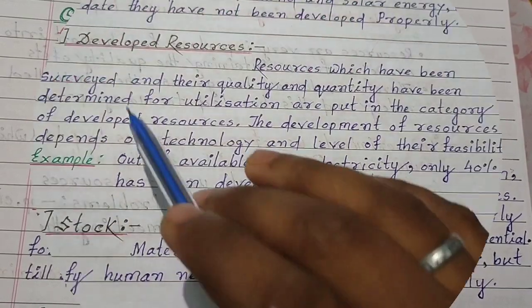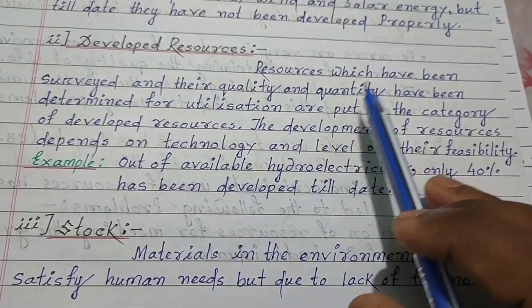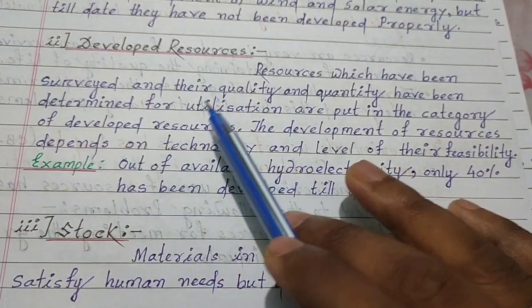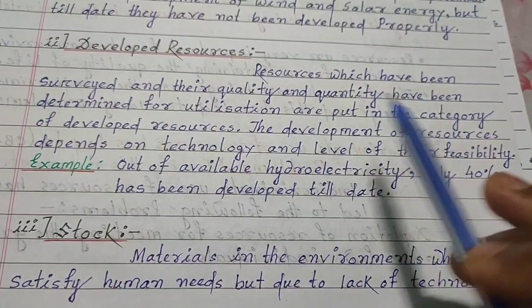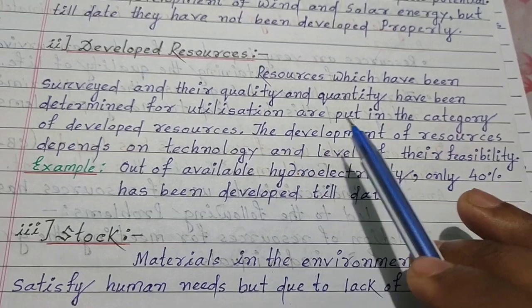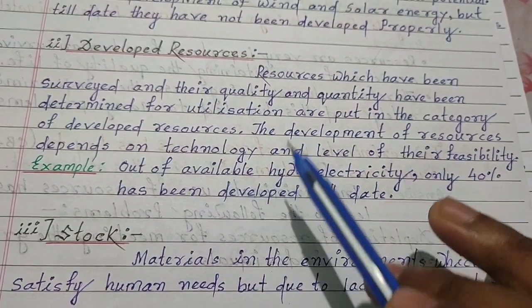Okay, next, what are developed resources? Resources which have been surveyed and whose quality and quantity have been determined for utilization are put in the category of developed resources.